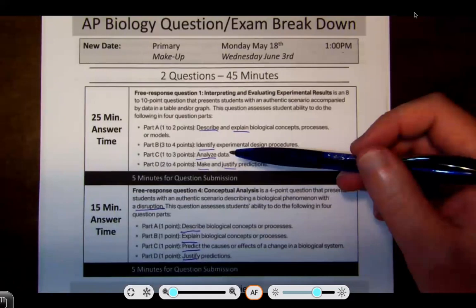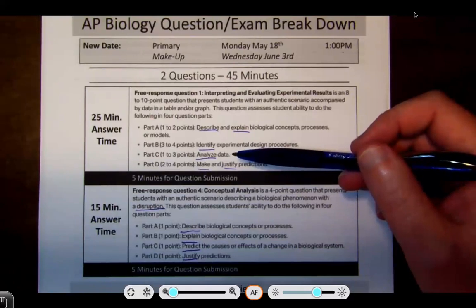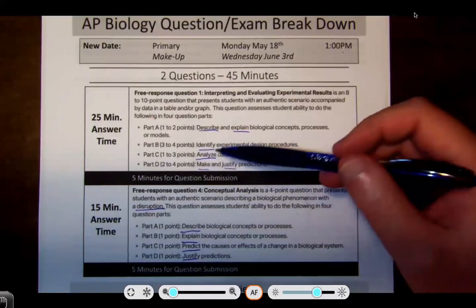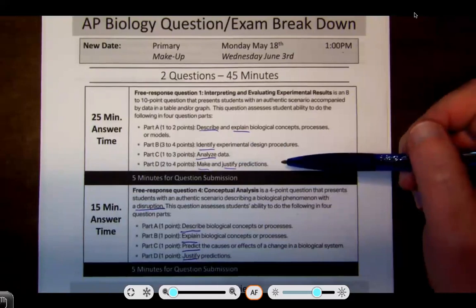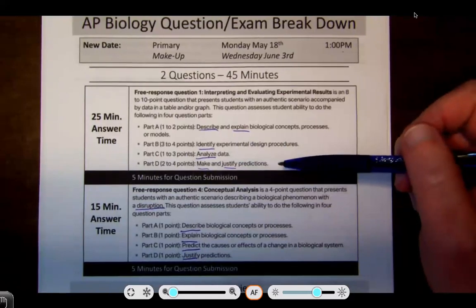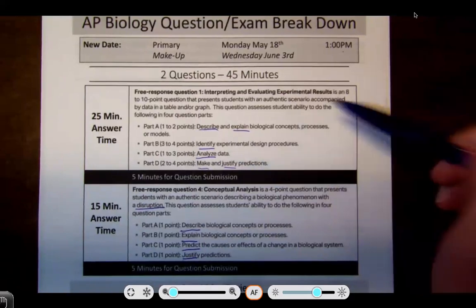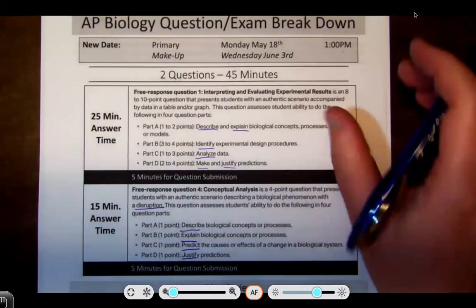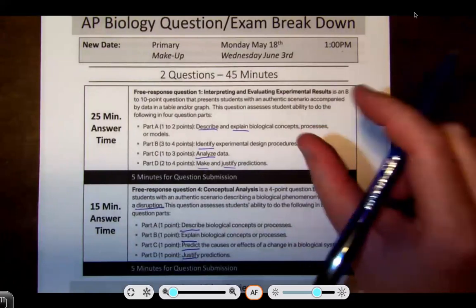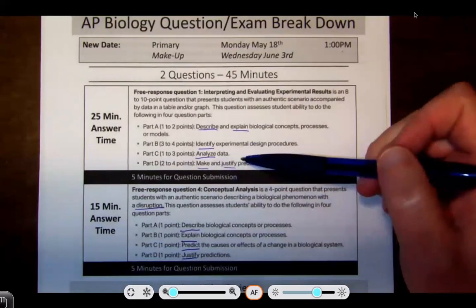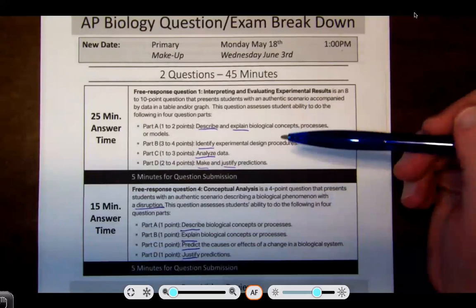Part C is going to ask you to analyze the data, in which case you're going to actually look at the graph or data table to figure out what you are looking at and interpret it. And then part D is going to ask you to make and justify a prediction. So perhaps it's going to ask you to extrapolate the data, go beyond the data, or interpolate the data, which means look in between data points. And then it's going to ask you to justify that prediction using content knowledge.